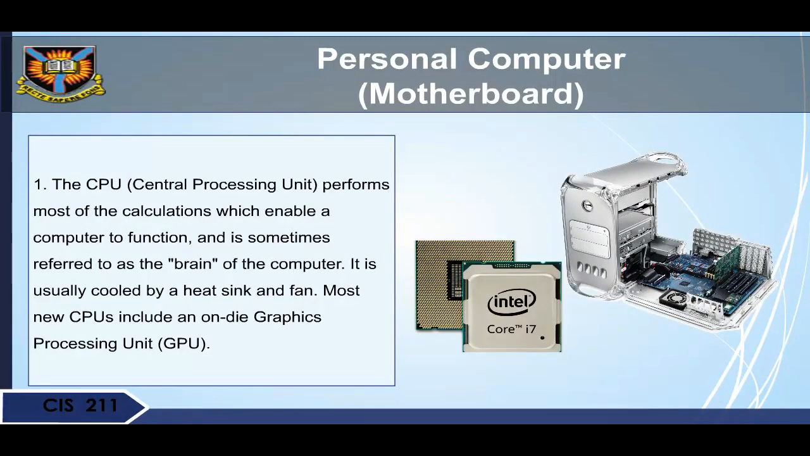Components directly attached to or part of the motherboard include: 1. The CPU, central processing unit, performs most of the calculations which enable a computer to function and is sometimes referred to as the brain of the computer. It is usually cooled by a heatsink and fan. Most new CPUs include an on-die graphics processing unit, GPU.